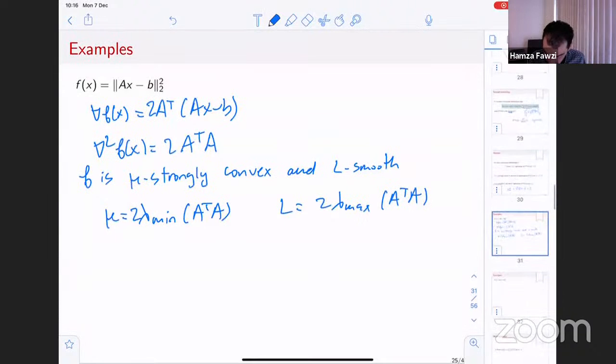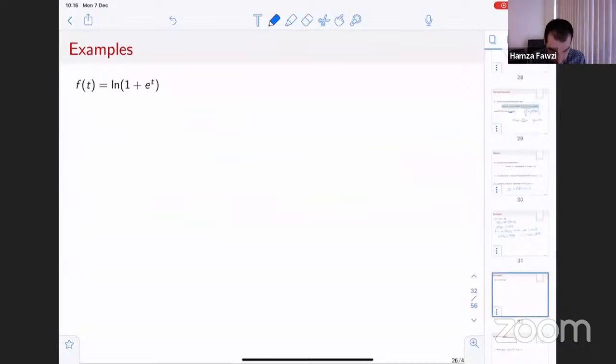Okay. So now the second example. This function is a function of one variable. So the graph of this function. Okay, you can see that.